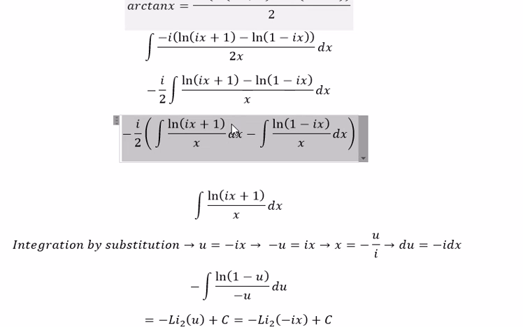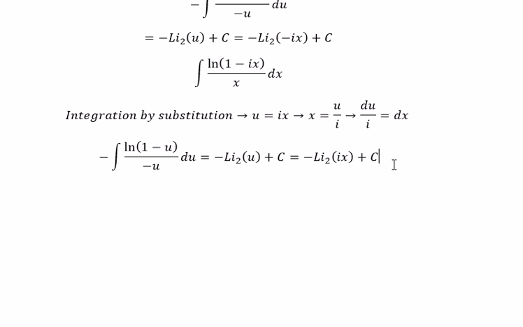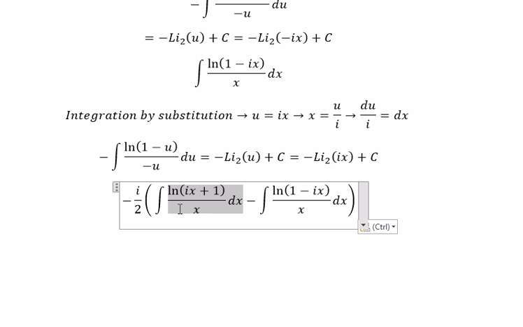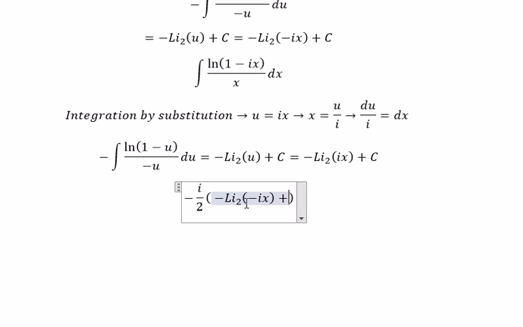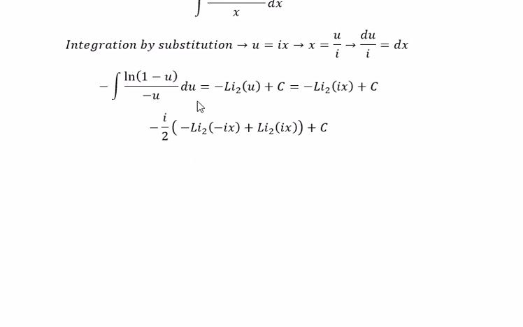And now we put this one back into the answer. This one we got this one in here, and this one we have the negative, and you got positive in here. This is the final answer.